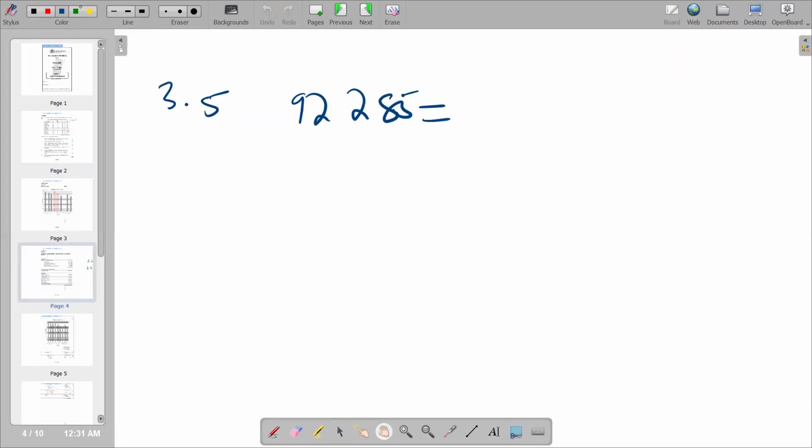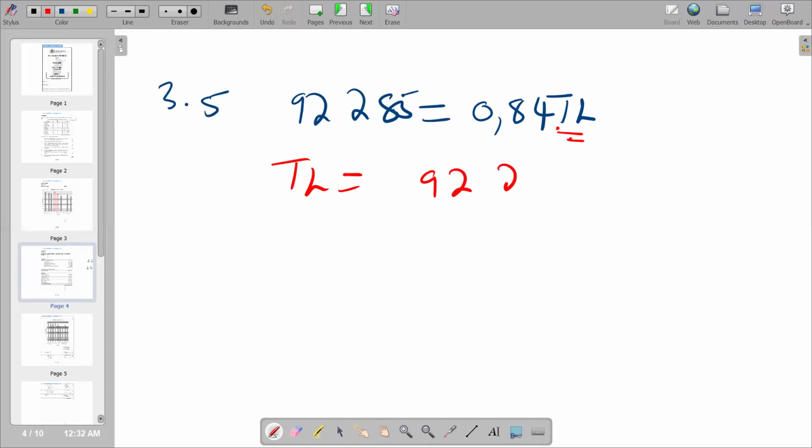So you say 84% as a decimal is 0.84. And we multiply by the total learners, and you get 92,285. The figure we want to look for is the figure for total learners. So we make total learners the subject of the formula, it becomes total learners equals 92,285, and then we divide by 0.84. So basically now we can find the total learners.